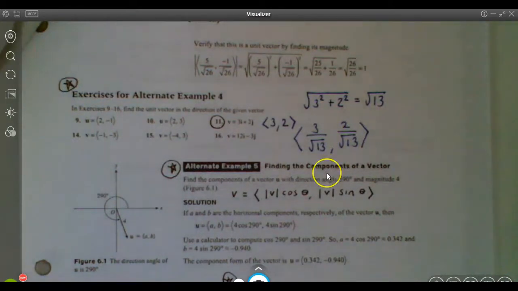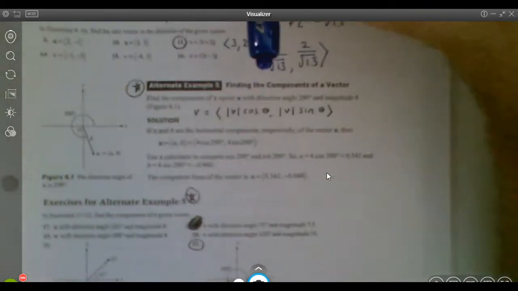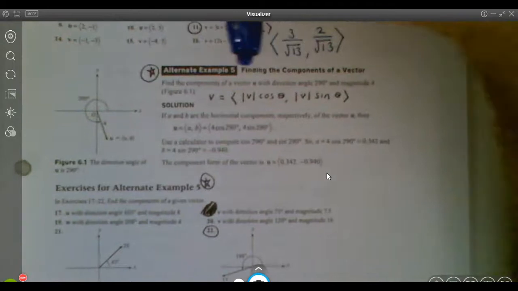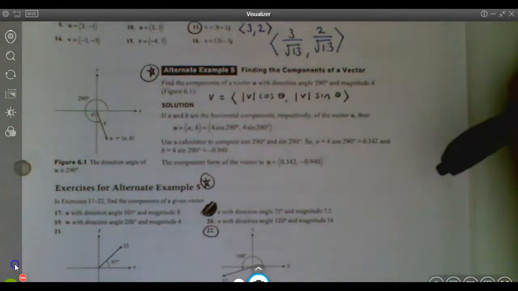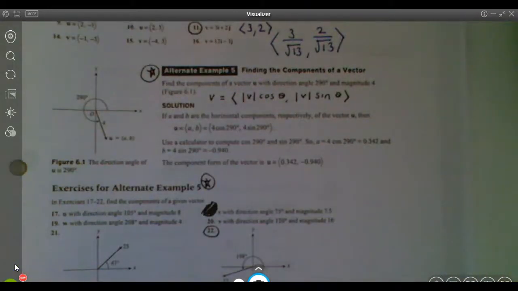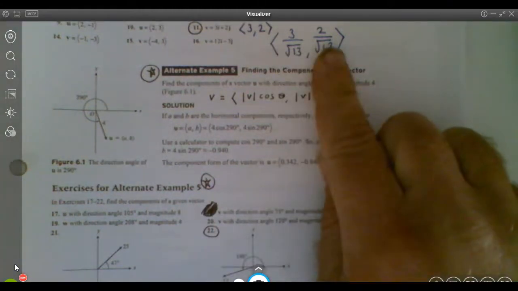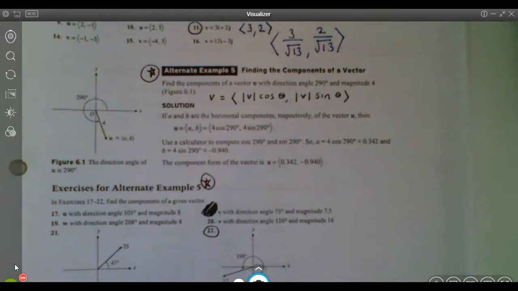So let me come down to this one. Now we're going to throw a little bit of trig in here. I'm sure you guys have been missing it quite a bit. So for this one, they are asking us to find the components. Those are these guys, right? Your horizontal and your vertical components with the information that they're giving us.